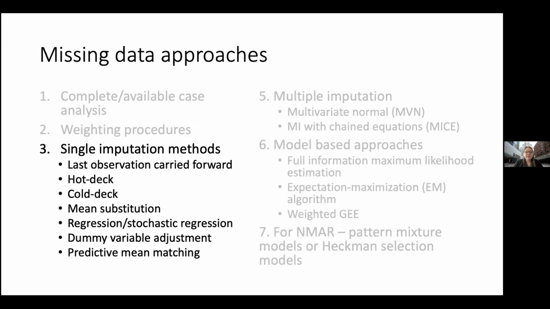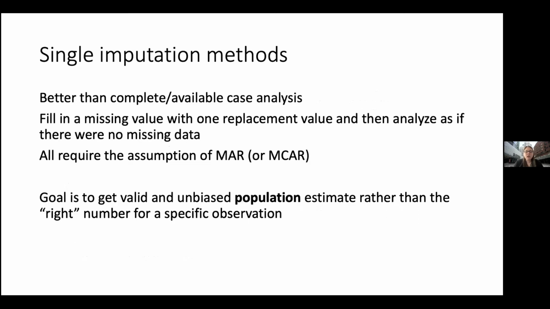So the next approach that we're going to talk about is single imputation methods, of which there are quite a few of them. So single imputation methods are considered sort of better than complete and available case analysis. And what you're doing basically is you're filling in a missing value with one replacement value, and then you analyze the data set as if there was no missing data. All of these methods assume MAR or MCAR.